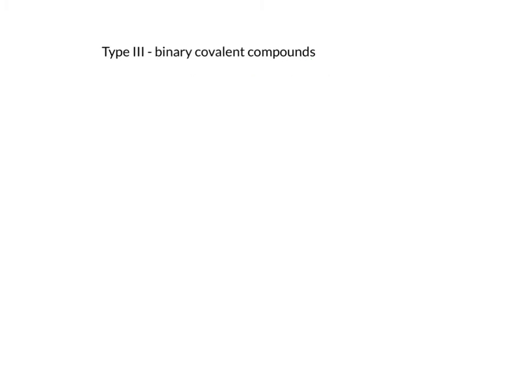The third type of compound that I'd like you to learn, or at least be able to recognize, are these type 3 compounds. They're binary covalent compounds. Types 1 and 2 are ionic, this one is covalent. And one of the most common examples of a type 3 compound is carbon dioxide.